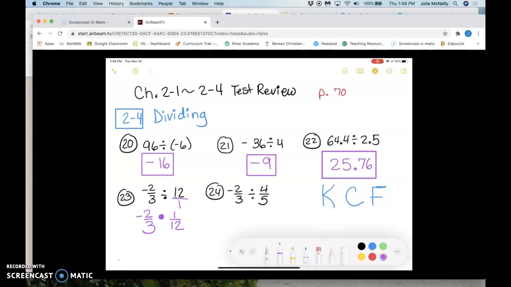And then I'm just going to multiply like normal. So I multiply the top numbers together. Negative 2 times 1 is? Negative 2. And 3 times 12 is? 36, yes.